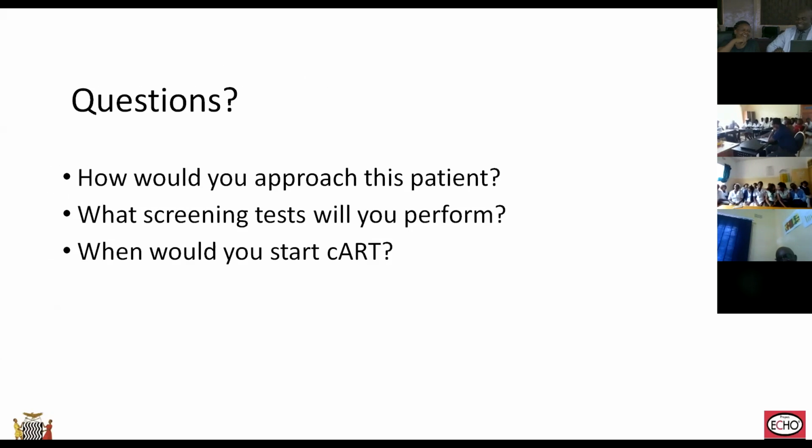So yes, you can go ahead and treat the patient presumptively. I think that makes sense. This story is consistent with TB. So I think we are familiar with the questions.